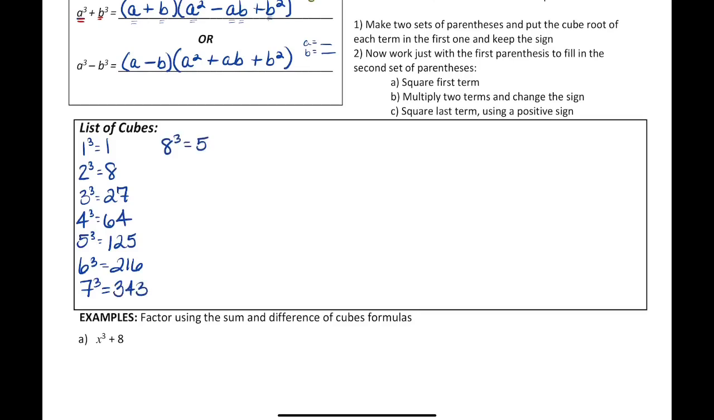8 cubed is going to be 512. 9 cubed is going to be 729. And 10 cubed, do you know what that is off the top of your head? It's 10 times 10 times 10, which is 1,000. So 1,000 is a perfect cube.